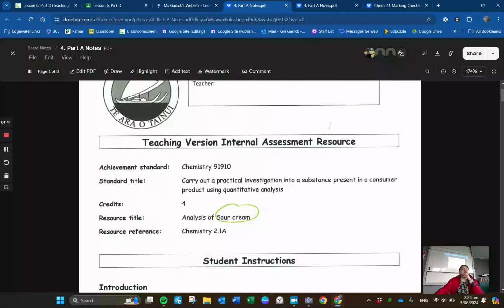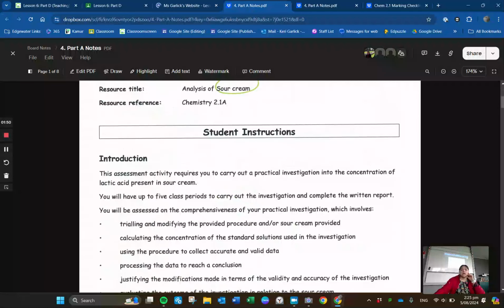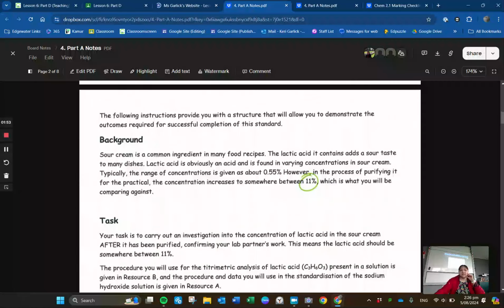All right, so just as a reminder, part A for the teaching set, we were looking at the analysis of sour cream, and we're trying to figure out the lactic acid in there. So lactic acid is found about 0.55% when you buy in the supermarket. However, it is not very pure at that point, and we have a lot of other stuff in there. So we've given it to the lab technician, and the lab technician has purified it and increased the concentration to 11%. So what I'm trying to do with this experiment is prove that the lactic acid that the technician has provided for me is at 11%. So we're just trying to verify if the technician was correct.